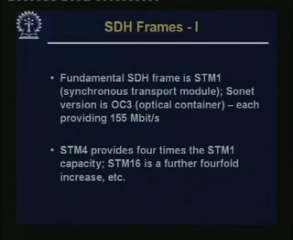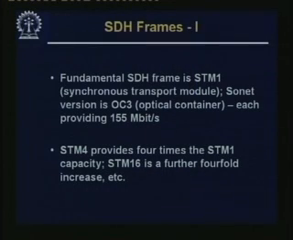Fundamental SDH frame is STM1. SDH, if you remember, is the other standard which came from Europe, and then they came together, that is what we are talking about. So, the SDH frame is STM1, synchronous transport module, and the SONET version is OC3, the optical carrier, each providing 155 megabits per second. Different rates and different systems culminated here. So, this is 155 megabits per second, almost 155.